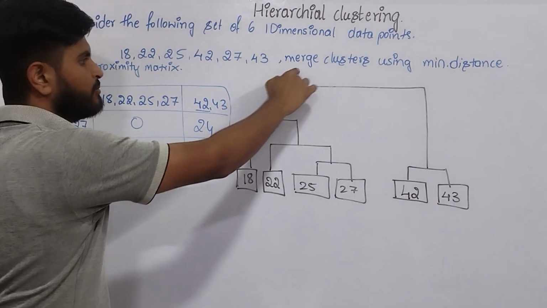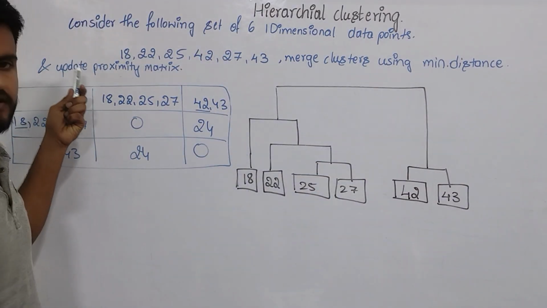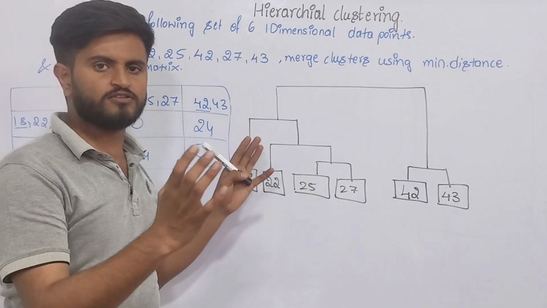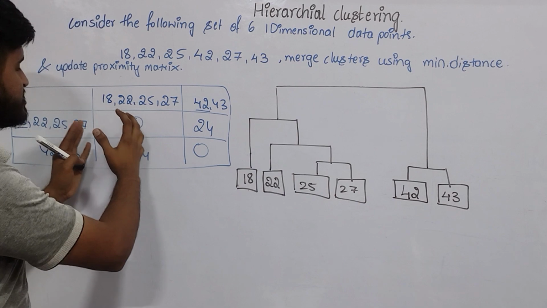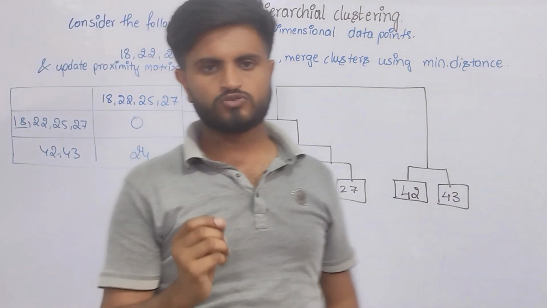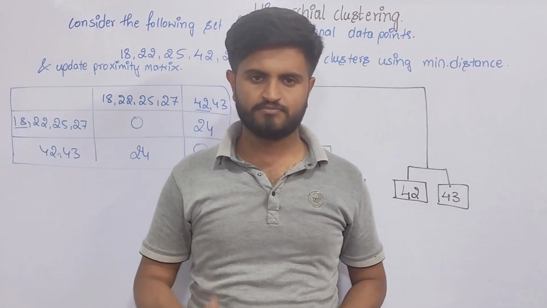So this is the merging of the clusters using the minimum distance and updating the proximity matrix so that the proximity matrix will be as small as possible, that is it will be clustered or combined at the last step. So hope you understood how to solve the hierarchical clustering problem in artificial intelligence and machine learning.